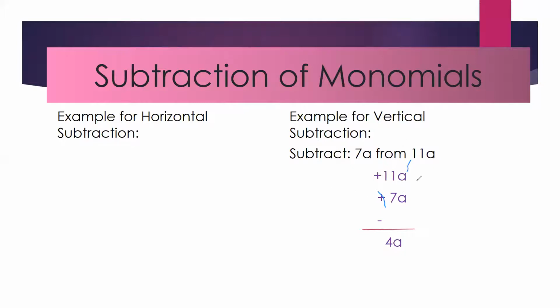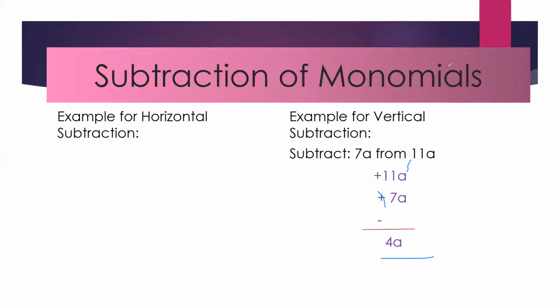Between 11a and 7a, can we subtract them? Yes, because the variables are the same. 11 minus 7, we get 4a. Is it clear? So there are two points you have to remember, and I will ask you about them. What is the number one rule? The term which is written after "from" is going to be written first. Number two, we have to change the sign of the second term.